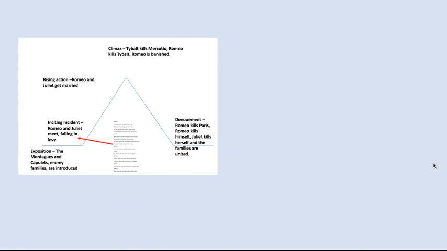Now here's what you do. When you've worked out where the extract comes from in terms of the structural approach from Freytag, then you ask yourself, okay, because it's placed there structurally, what does that tell us about the topic of the question? In this case, love. Because this is the inciting incident of the play where Romeo and Juliet first meet, what does that tell us about love?